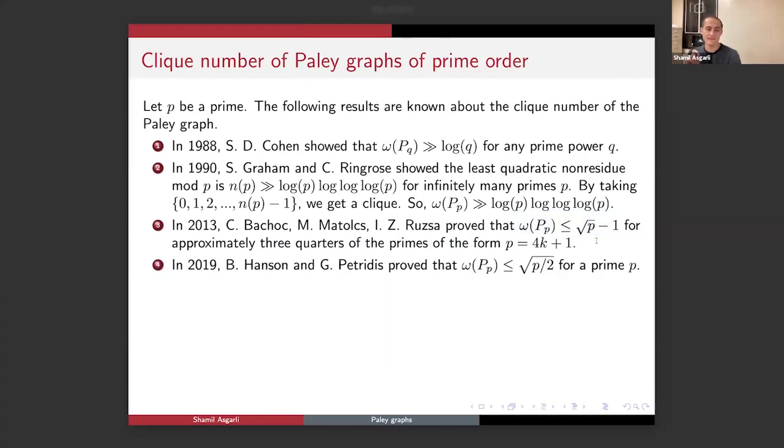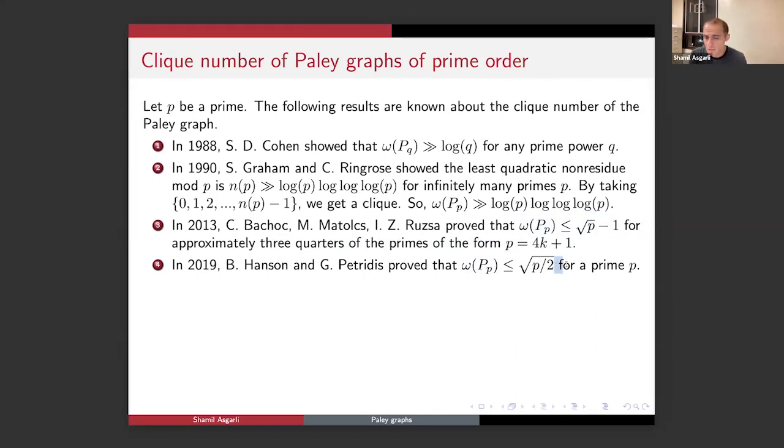And then there was the recent breakthrough by Hanson and Petridis. Hanson and Petridis showed that the Paley graph of order P, if P is prime, in fact has a clique number that is less than or equal to the square root of P over 2.